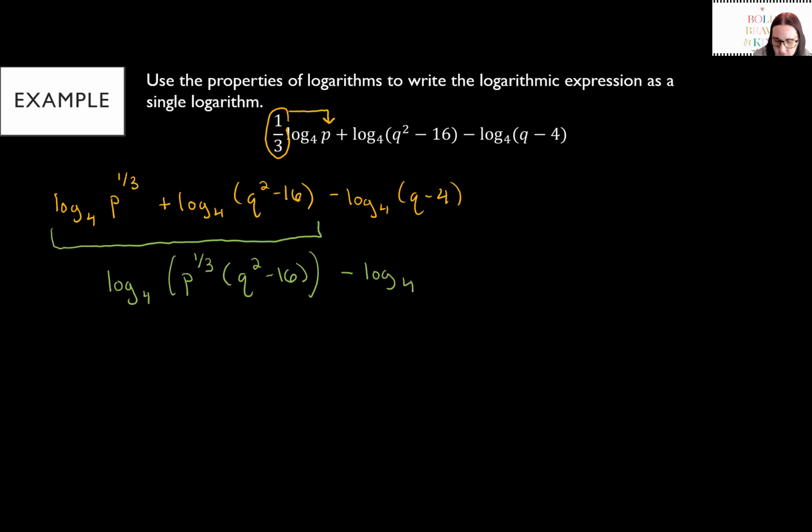And then I've got this minus log base 4 of (q minus 4). So now we're going to take care of the minus sign by combining it, and that's going to give us a fraction. And the q minus 4 is going to end up in the denominator. So we've got log base 4, and I'm going to have this big parenthesis for my fraction, p to the 1/3 times (q squared minus 16), over (q minus 4).